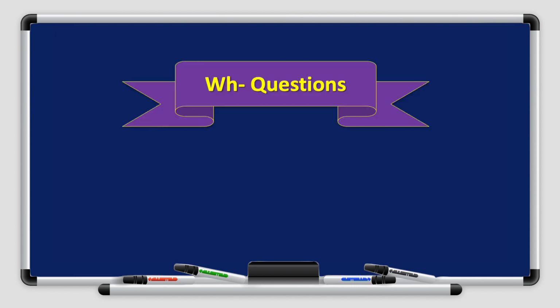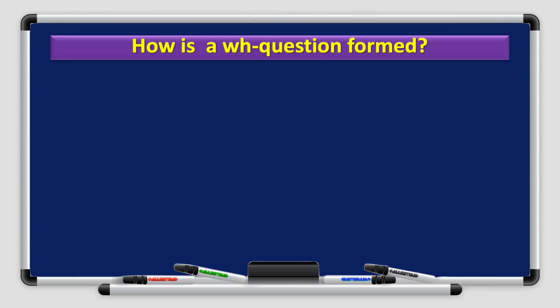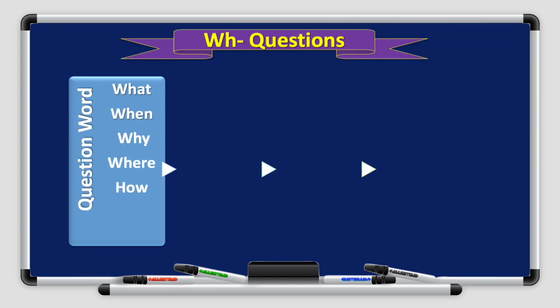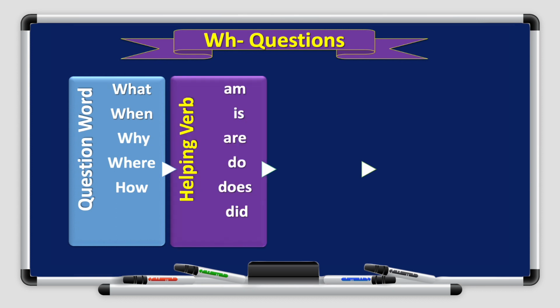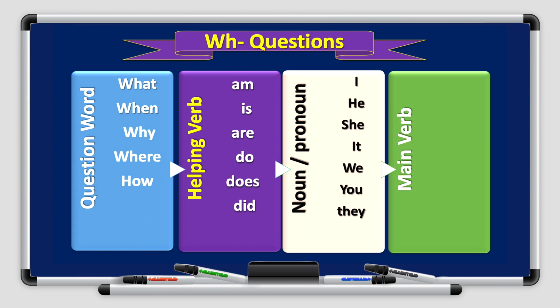Well done. Moving on to the last part of today's episode, which is the WH questions. We would like to understand how to form a WH question. Do you remember? Let's recall together. Now, how is a WH question formed? You start with a question word, either what, when, why, where, or how, followed by the helping verb am, is, are, do, does, or did, followed by a pronoun I, he, she, it, we, you, they, and finally the main verb.